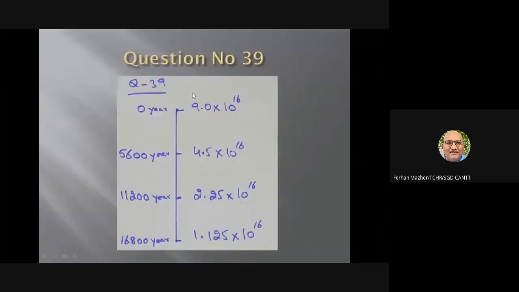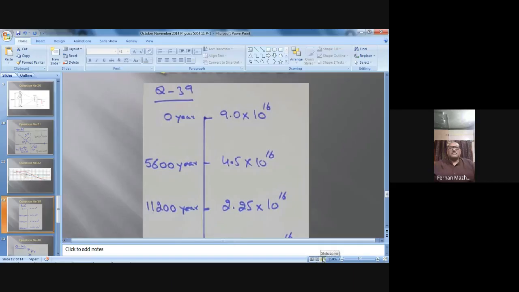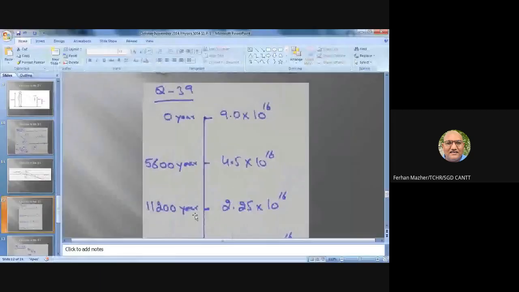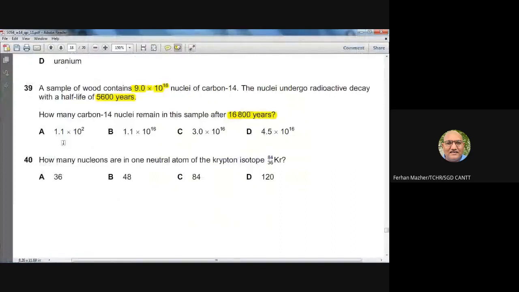So I have drawn this famous grid of the half-life. At the start, there were 9 × 10^16 carbon atoms present. When one half-life has passed, meaning 5,600 years, the carbon atoms will become half. When another half-life passes, 11,200 years, this will further halve. And once 16,800 years have passed, meaning 3 half-lives have passed, it will further halve to 1.125 × 10^16. I think this is the option. 39, B is the right option, sir.